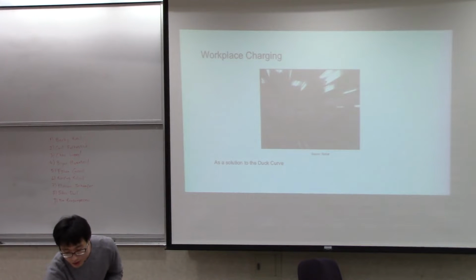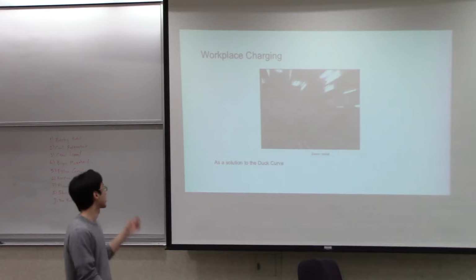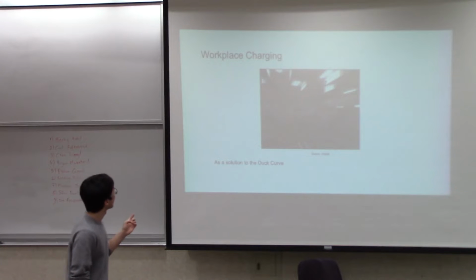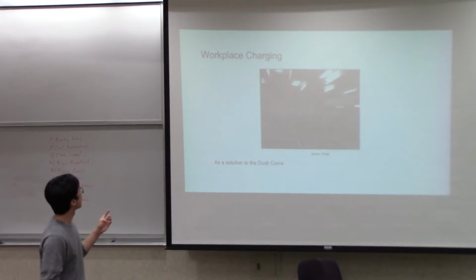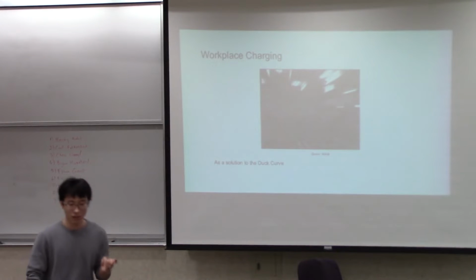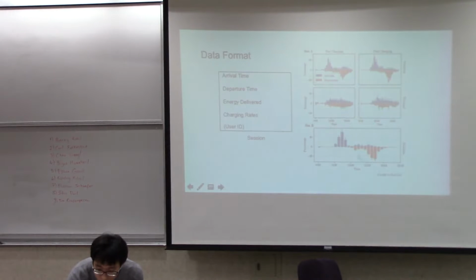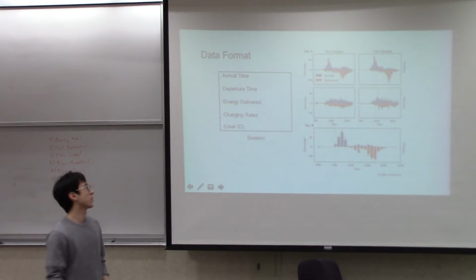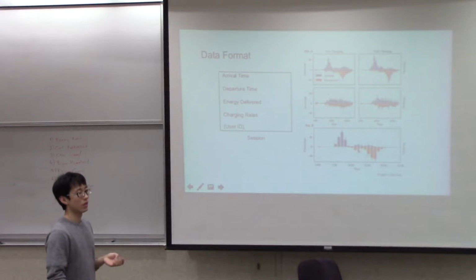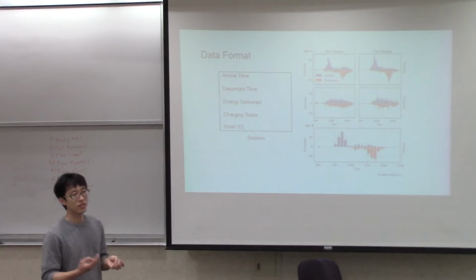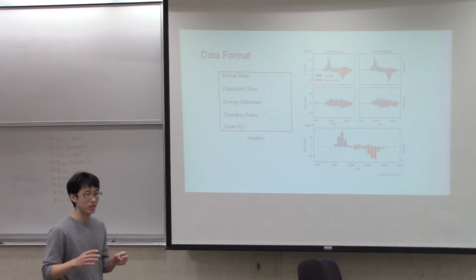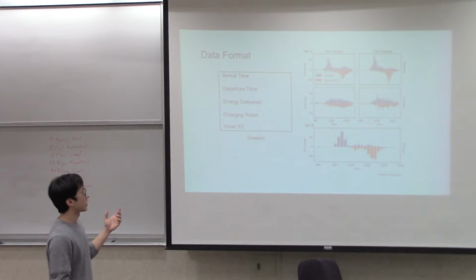So our group has built an EV charging station, and this photo is taken in the garage. It's not so clear to see here, but we have started collecting data since last year. So basically, what we can get from the data is this information. We have the arrival time, departure time, energy delivered, and the bounds for the charging rates for each charging session. And we have done some basic statistics for the data.